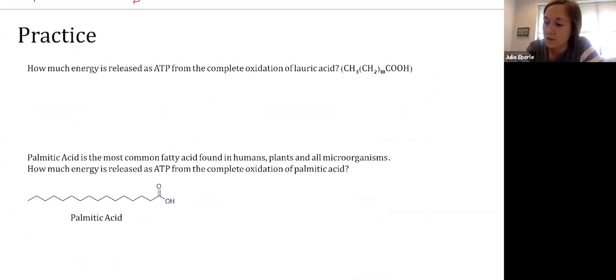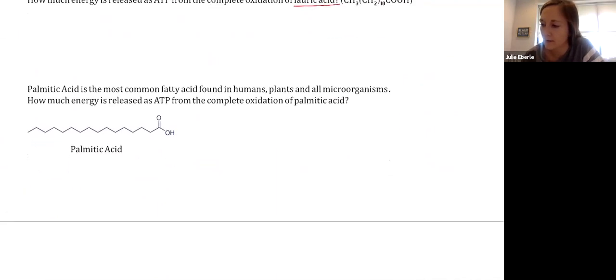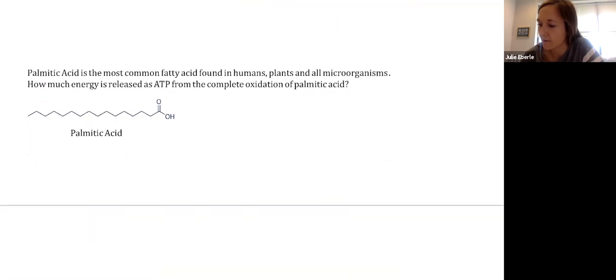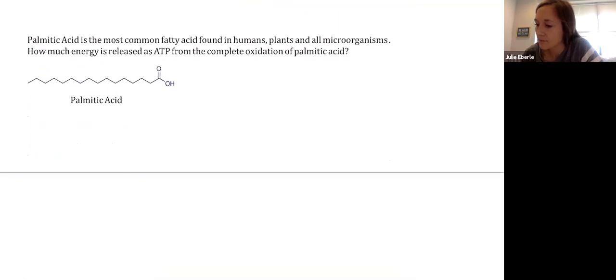How much energy is released from ATP from the complete oxidation of lauric acid and then palmitic acid? If we do one, you should be able to do the other. Let's just look at palmitic acid. It's the most common fatty acid found in humans, plants, and all microorganisms. How much energy is released as ATP from the complete oxidation of palmitic acid?